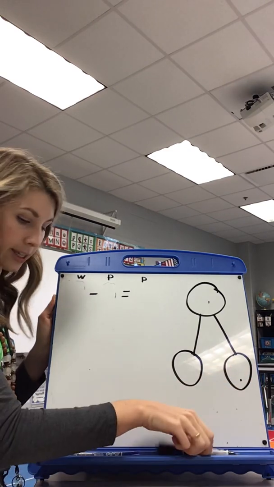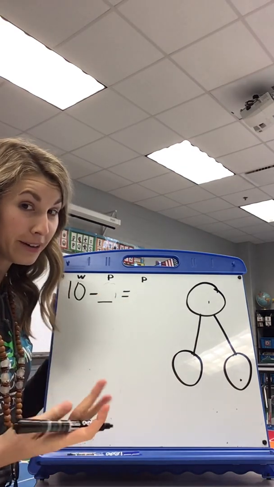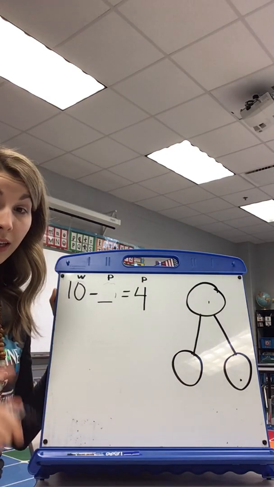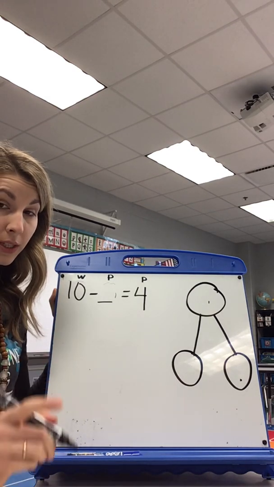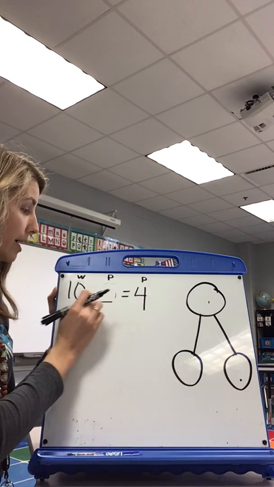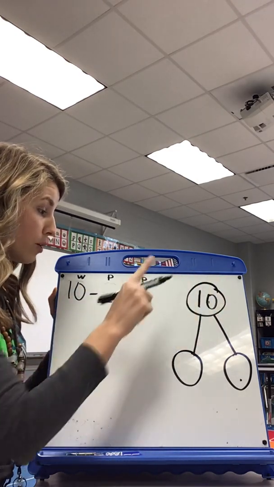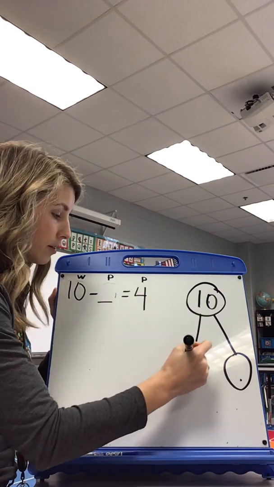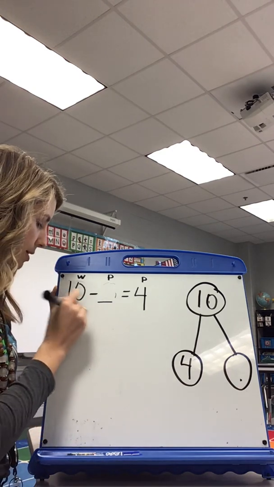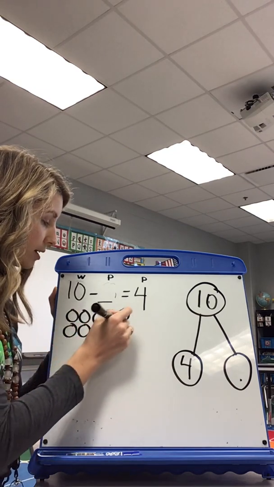Okay? Our next problem is going to be 10, take away, we don't know, equals 4. Okay, first things first, fill in your number bond so it helps you see what you're missing. And if you remember, subtraction is whole minus part equals part. Okay, so we know the whole number is 10. We know the part is 4. We need to find out this part. So we draw out our whole number. 1, 2, 3, 4, 5, 6, 7, 8, 9, 10.